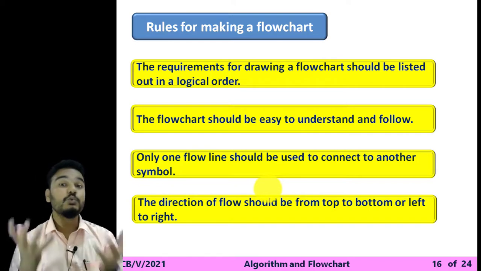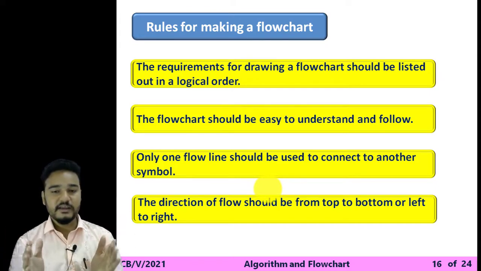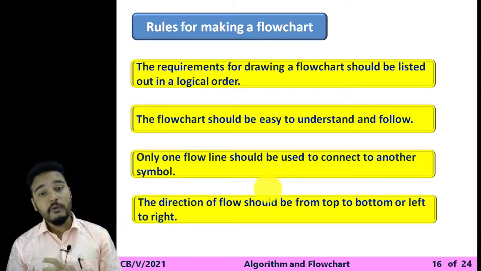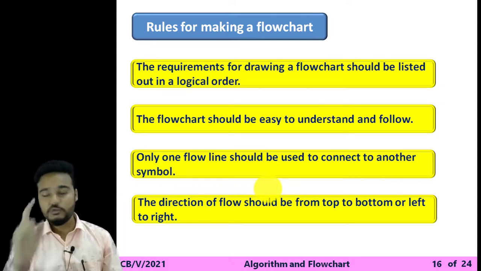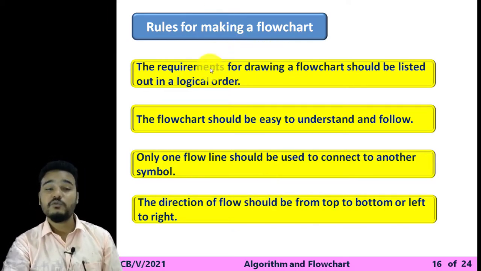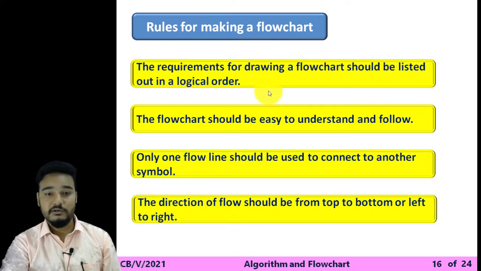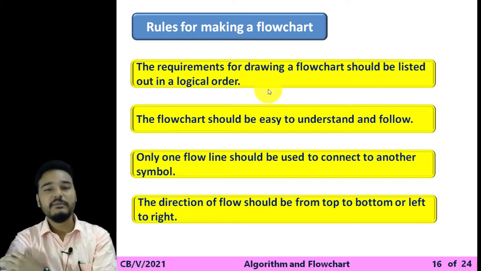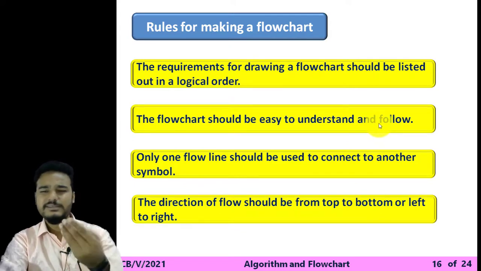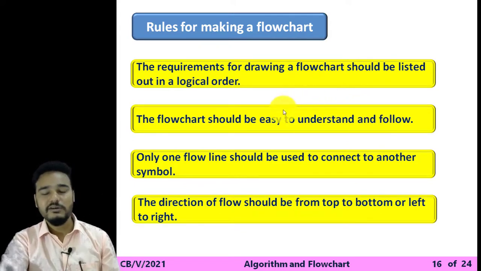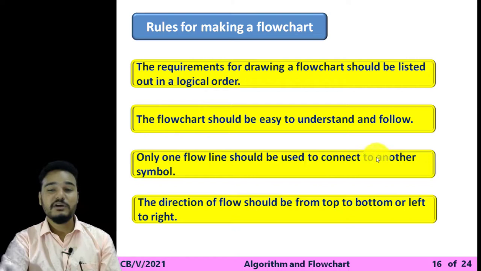Now, what are the rules? For algorithms also we had learnt rules, that instructions should be finite, it should end, every algorithm should have an end. Few rules were there. You can see those rules by going back to that video. So what are the rules for making this flowchart? The first one is the requirement of a drawing. A flowchart should be listed out in a logical order. First, make a list of the requirements, and then the flowchart should be easy to understand and follow. It should be easy, and actually only few symbols are there now, so it is easy to understand. Only one flow line should be used to connect to another symbol.